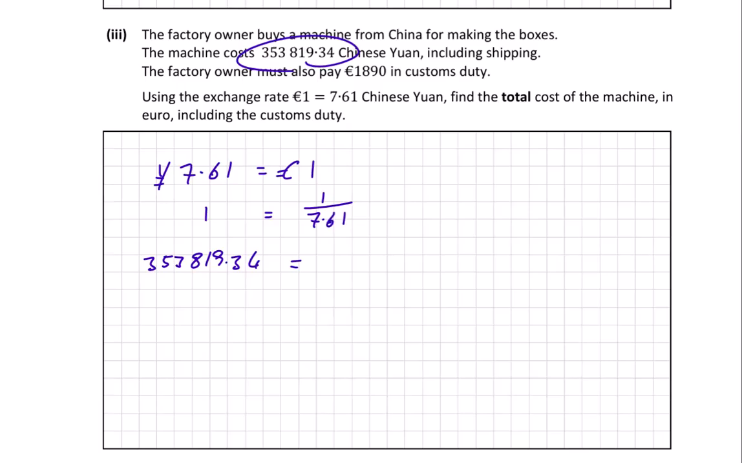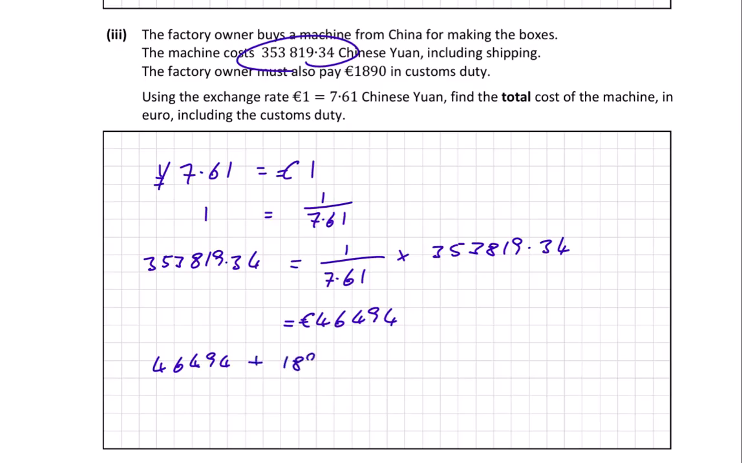Then multiply to go from 1 up to 353,819.34. Multiply, so it's 1 over 7.61 multiplied by 353,819.34. So when you do all of that, you're going to get 46494 euros. Now there's also a customs charge, so you got to take 46494 and add 1890. When you finally do that, you get your answer, which is 48384, and that is in euros. This is the answer here.